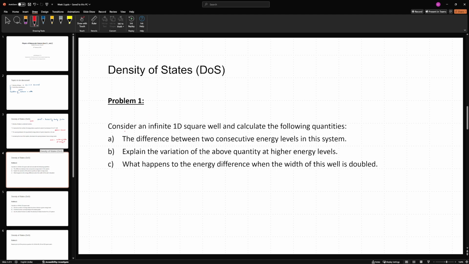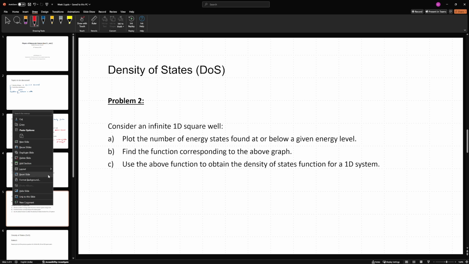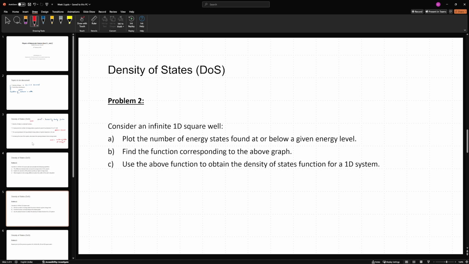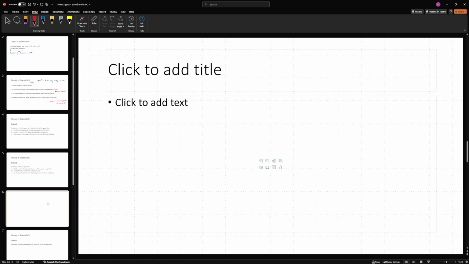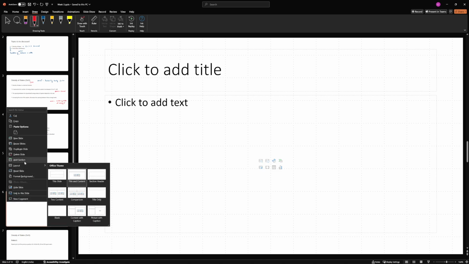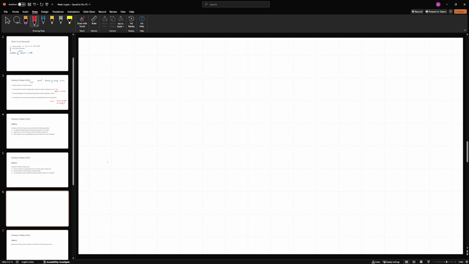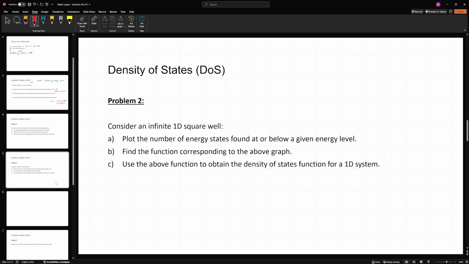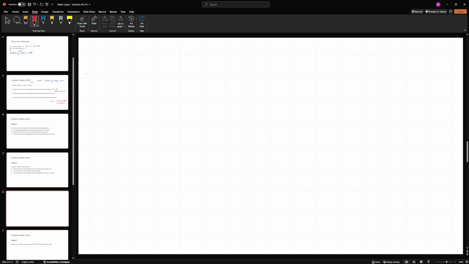Okay, so first we need to consider an infinite 1D square well and calculate the following quantities. Here again, I will not be solving the Schrodinger equation. I am going to assume that we all know how to solve the Schrodinger equation, at least for a square well. So let us start with 1A.